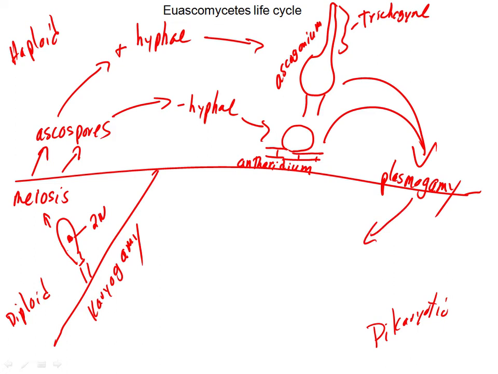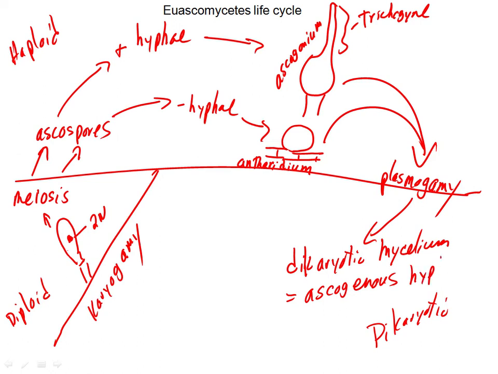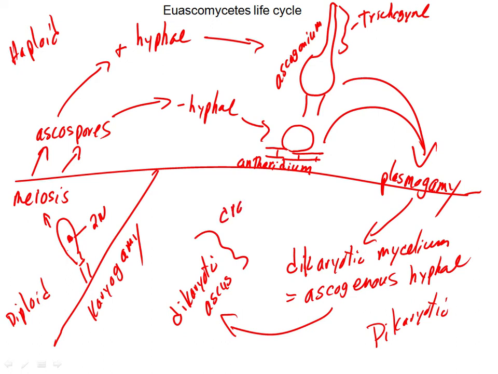Plasmogamy is going to give rise to our dikaryotic hyphae, or our dikaryotic mycelium. Also called ascogenous, because it grows out of the ascogonium hyphae. And that will grow for a short period of time and produce, through the process of Crozier formation, our dikaryotic ascus. And if we want to remind ourselves, we can write Crozier formation here. That's the process involved in getting the dikaryotic ascus.